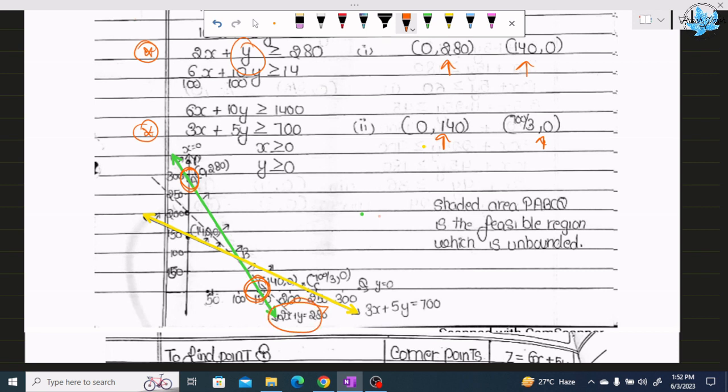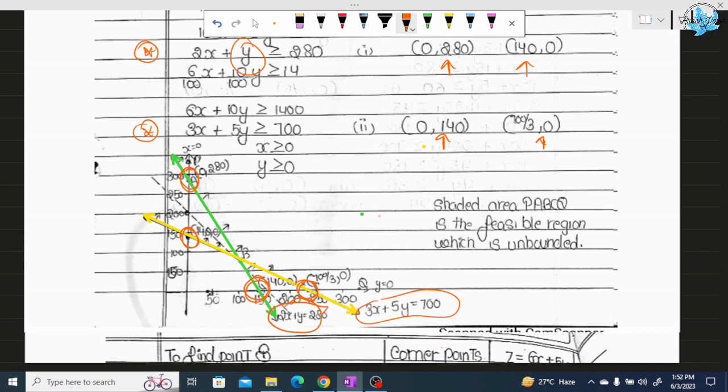Then for the second line, the coordinate is 0 comma 140 on the y axis, and 700 upon 3 will lie between 200 and 250. So you will get your coordinate here. From here you can see the yellow line showing the graph of the second equation. Now you have to find the shaded area. To find the shaded area, first take the green line, that is the first equation.